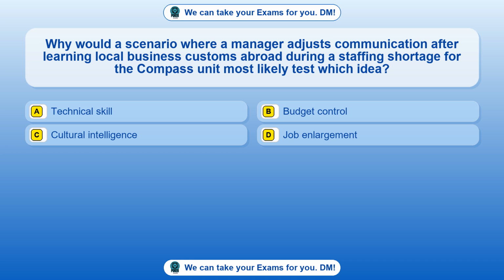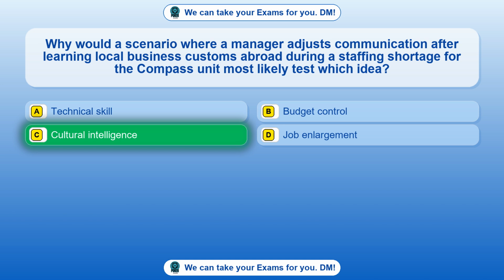Option A, technical skill. Option B, budget control. Option C, cultural intelligence. Option D, job enlargement. The correct answer is option C, cultural intelligence.